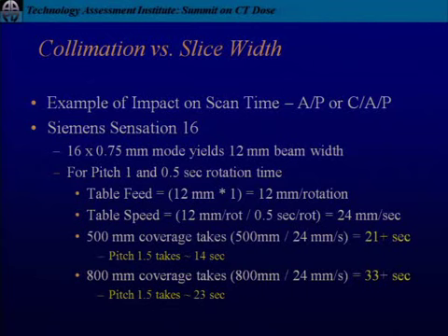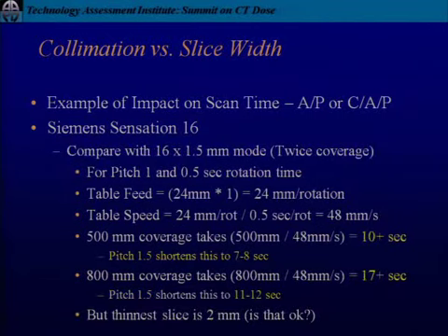What would the alternative be? The alternative would be on this scanner to go to 16 by 1.5, twice the coverage. So for pitch 1 and 0.5 seconds, we go 24 millimeters per rotation, 48 millimeters per second. That abdomen pelvis 500 millimeter coverage would take about 10 seconds, pretty good. And if you really wanted to be aggressive and the patient was really breath hold compromised, then you increase your pitch to 1.5 and you can get 7 to 8 seconds.